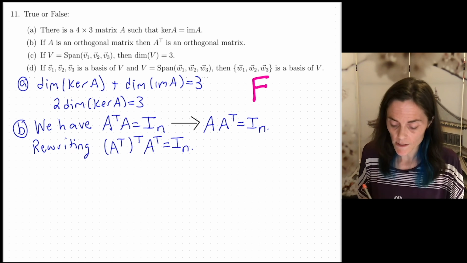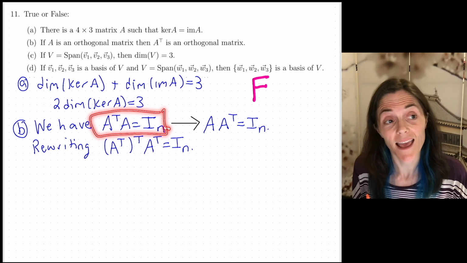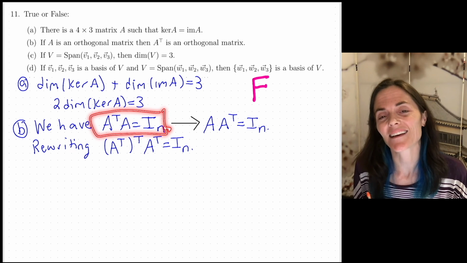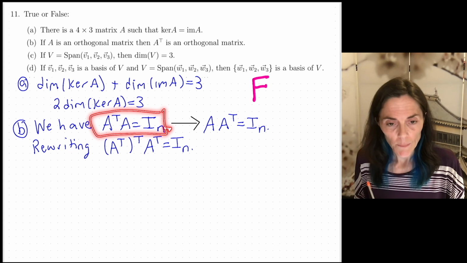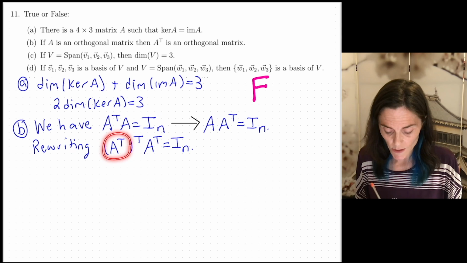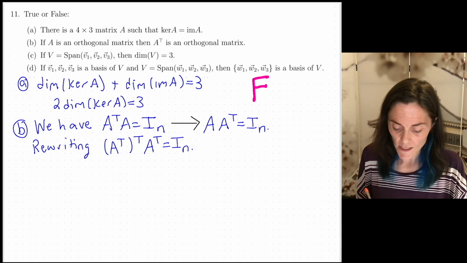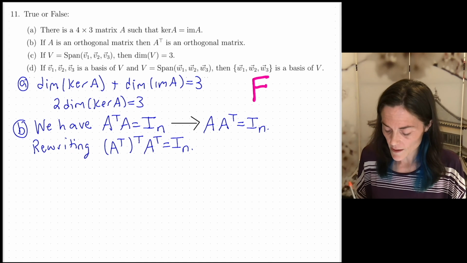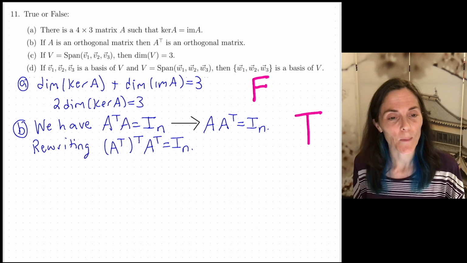So you notice this equation, as I was saying, for an n by n matrix A is equivalent to being an orthogonal matrix. But now I have this exact equation, but instead of seeing matrix A, I see matrix A transpose, right? Here's A transpose transpose, and then times A transpose, and this is the identity. And this gives us A transpose is an orthogonal matrix. It's one way to think about this question, at least. B is true.